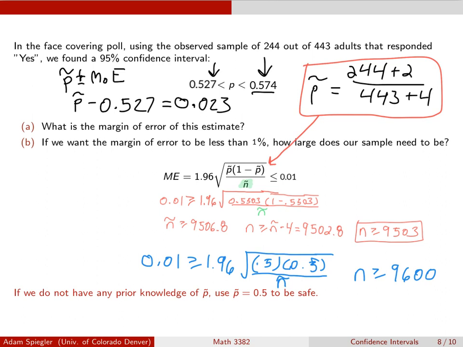And so if you don't know what p hat is, if you don't know what to expect about your sample, then you would set up this calculation assuming that it was as variable as possible, meaning half the population was in one direction, half the other direction. And if I pick a sample that is this big, no matter what my sample proportion works out to be, my margin of error is definitely going to be less than 1%.